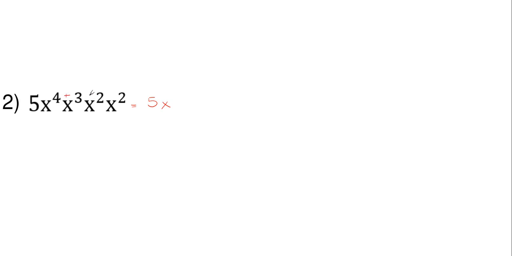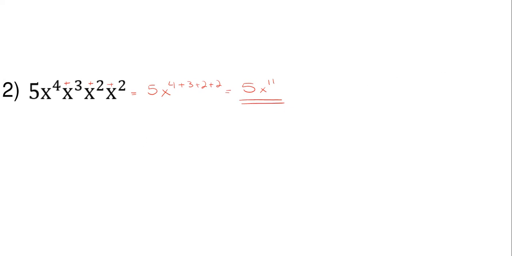So essentially what we're doing here is taking 4 plus 3 plus 2 plus 2. So we would have 5x to this portion added up here: 4 plus 3 is 7, plus 2 is 9, plus another 2 is 11, so x to the 11th. This long-winded expression simplifies down to 5x to the 11th.